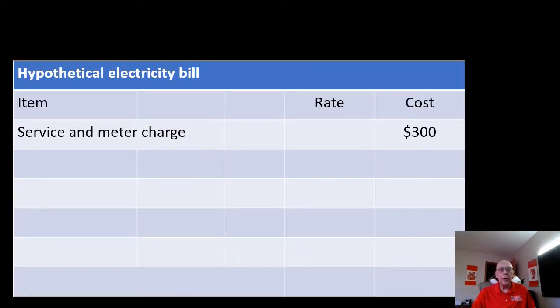When you receive your electricity bill, you will normally see a number of different items, such as a service and meter charge, which tends to be pretty low. And then the two big ticket items are for the actual amount of electricity that you have used within a billing period and the demand charge that is associated with that.